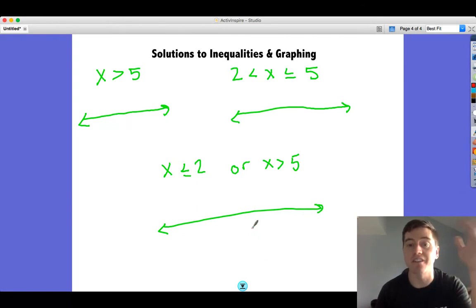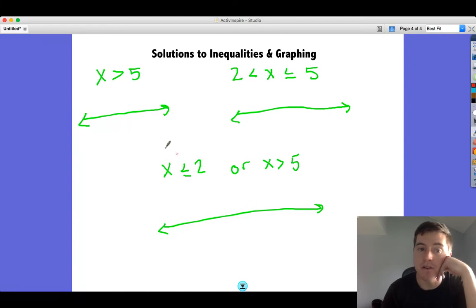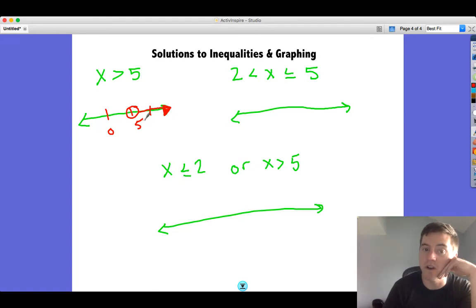Okay, so you're going to see these in multiple ways. I'm going to show you each way that they would show up. So we've got a greater than example here. I'm going to put 0 here, and 5 here. It's strict, not allowed to be equal to. And then it's going to be all the numbers that are greater than, away from 0: 6, 7, 8, a million, whatever. Anything that's greater than 5 works.